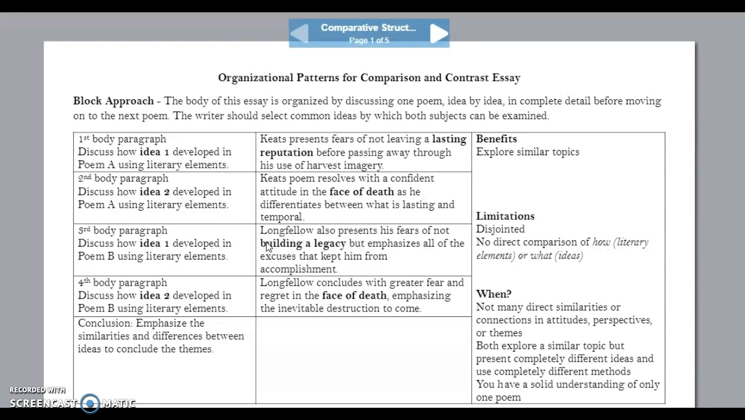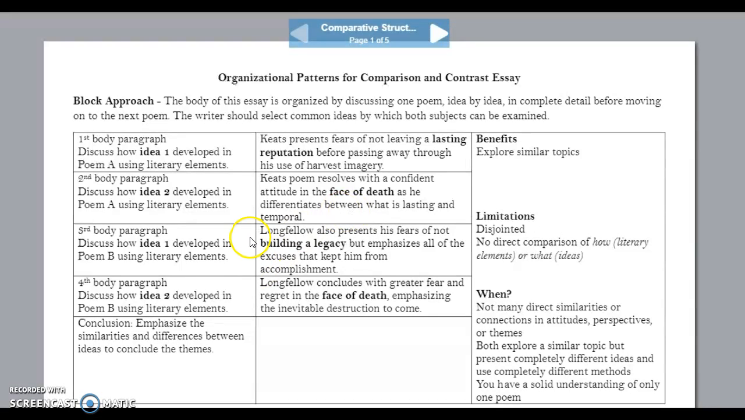So let's look at this example. The first paragraph would really explore poem A, how it presents one idea using literary elements. My claim is that Keats presents fears of not having a lasting reputation before passing away through his use of harvest imagery. So we have the how, but then we also have the what of the reputation as the topic. The second paragraph then shows the ending ideas of that poem. He resolves with a confident attitude, that's our how, in the face of death, as he shows this idea of what is lasting and what is temporal. That is my what, my main idea of that poem.